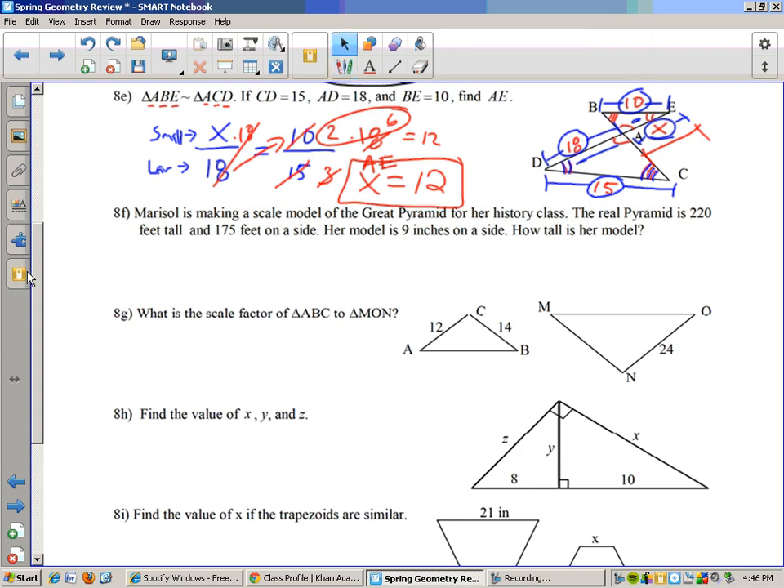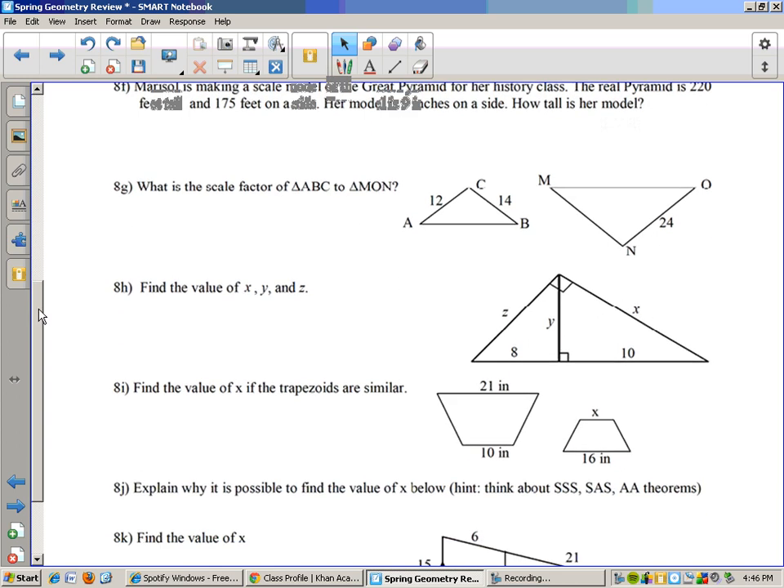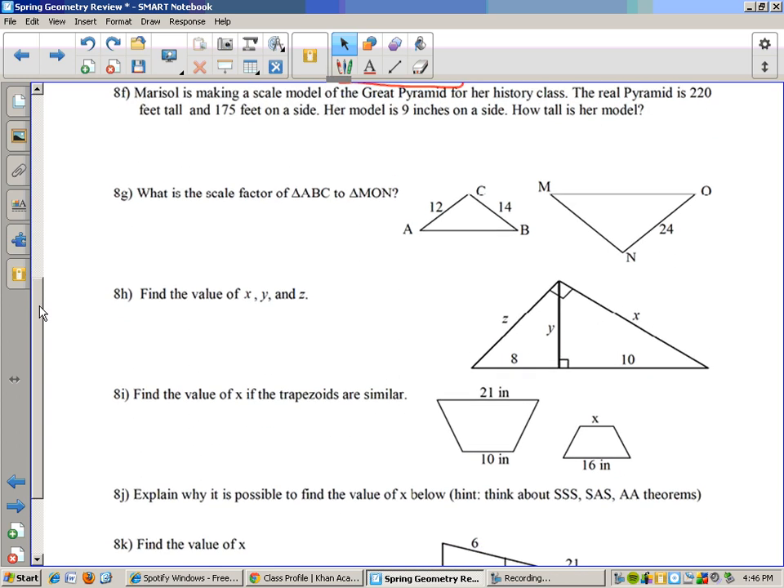Okay, Marisol is making a scale model of the Great Pyramids for history class. The real pyramid's 220 feet tall and 170 feet on a side. All right, let's go back to our Punnett Square idea, guys. Basically, we just want to make sure that things line up here, here, here, and here.